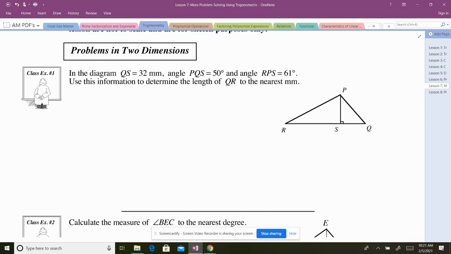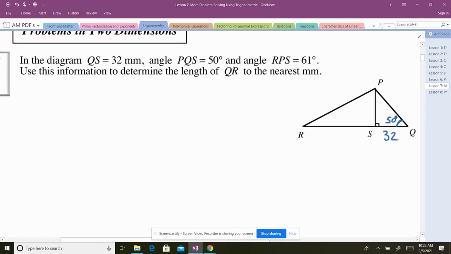In the diagram, QS is equal to 32 millimeters. So the distance between Q and S is 32. Angle PQS. When they say angle PQS, the middle letter tells you what the angle is. So we're actually talking about angle Q. This angle right here is 50. Zoom in a bit. There. And angle RPS is 61. So this angle is 61.